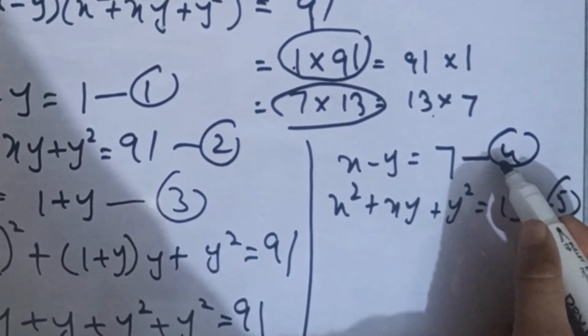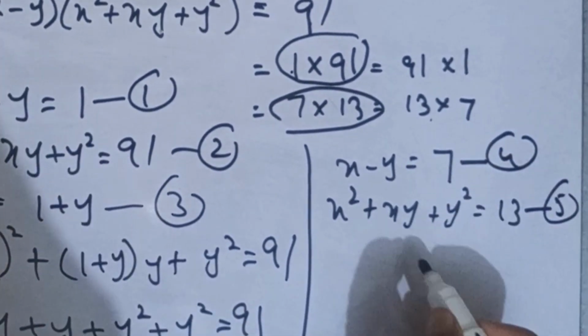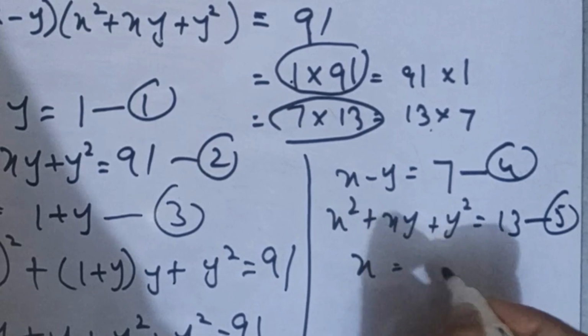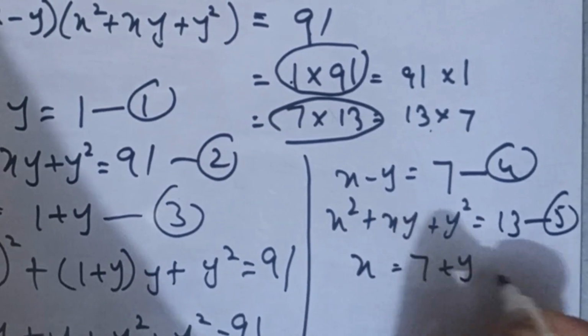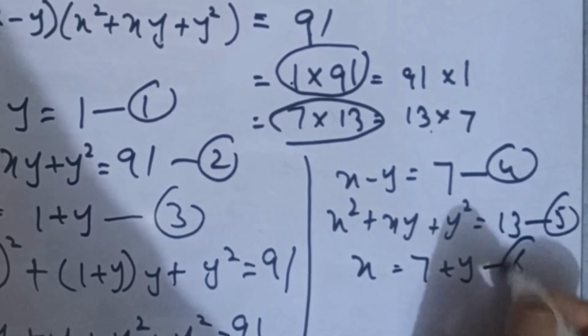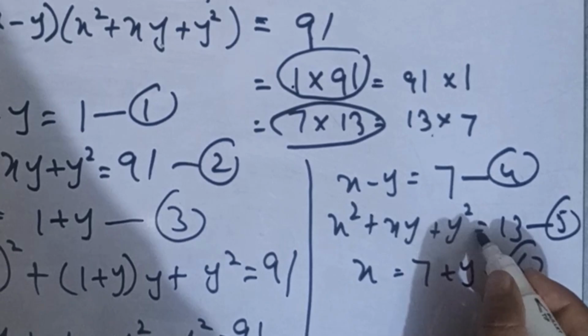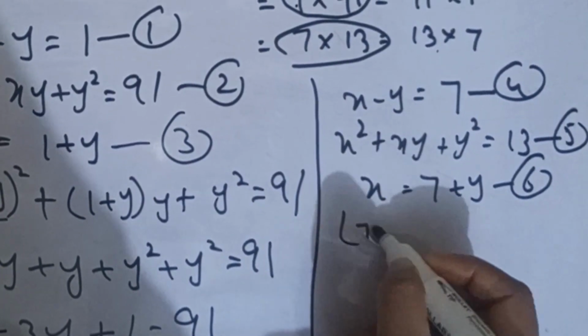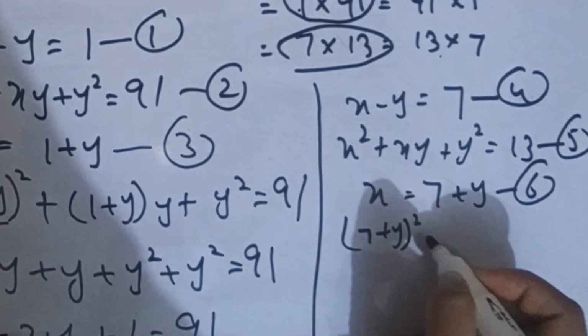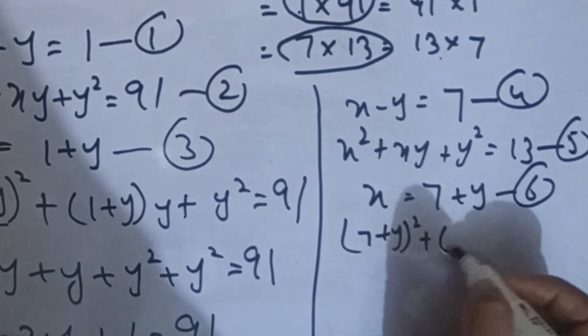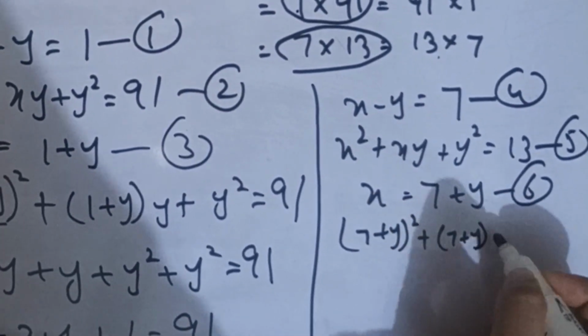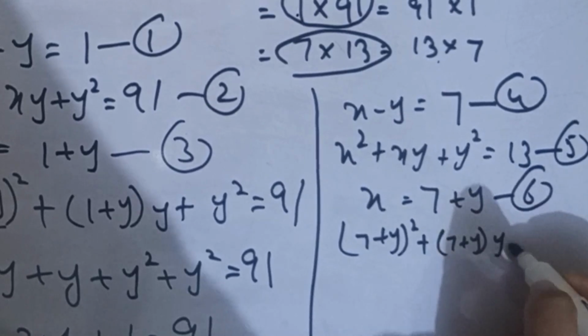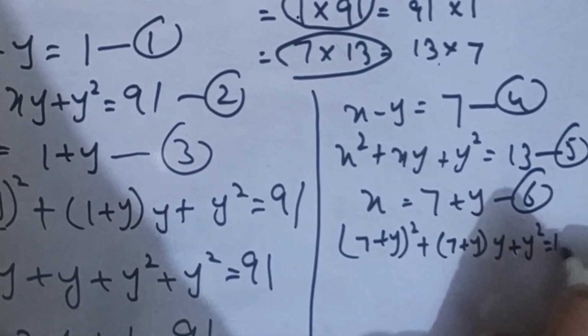Look at equation 4, we write this as x equals 7 plus y. We call this equation number 6 and we put this equation in equation number 5. So this is (7 plus y) whole square plus x, which is 7 plus y, times y, plus y square, equal to 13.